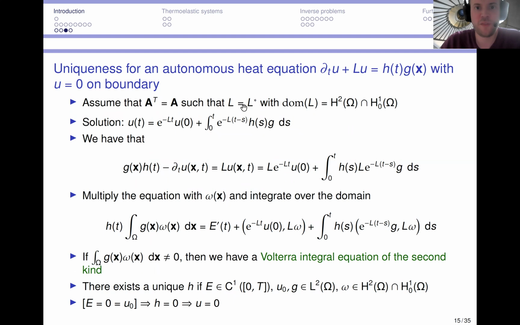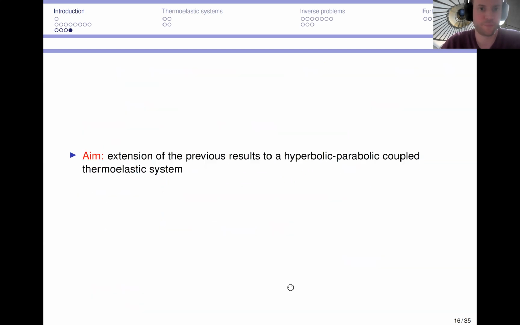In the case of a self-adjoint operator L and homogeneous Dirichlet boundary condition, where L is the elliptic operator with coefficients only depending on the space variable, you can also obtain, via semigroup theory and a Volterra equation of the second kind, a unique solution to the problem.